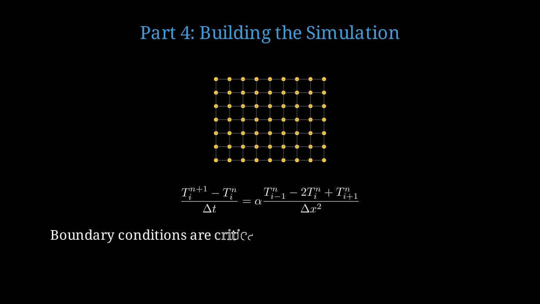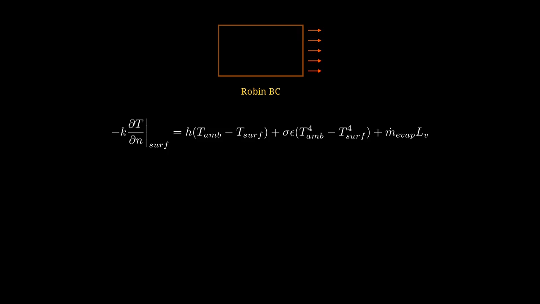Boundary conditions couple the food to its environment. These determine heat and mass flux at surfaces. Robin boundary conditions mix Neumann flux and Dirichlet value conditions. Heat flux equals H times temperature difference plus radiative and evaporative terms. The complete surface energy balance includes convection, radiation with the Stefan-Boltzmann constant sigma, and evaporative cooling.